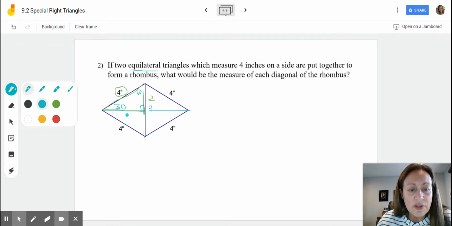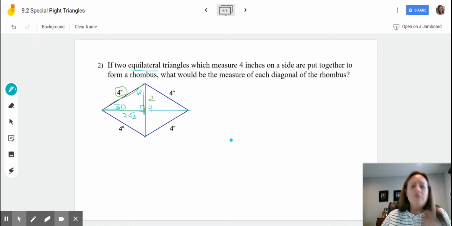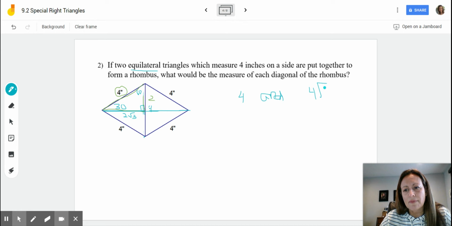if that's 2, the long leg is going to be radical 3 times the short leg. So this part down here is just going to be 2 times radical 3. And therefore, the measure of the entire diagonal from this corner to that corner is just going to be twice that amount. So the one diagonal is going to be 4, and this other one is going to be 4 radical 3. That's the exact value. Okay.